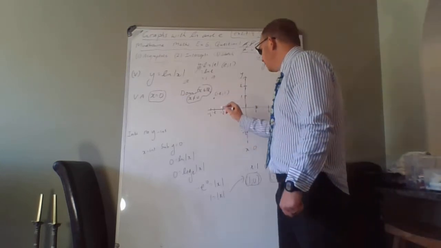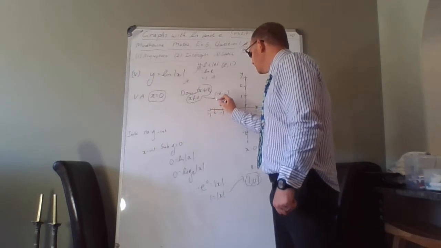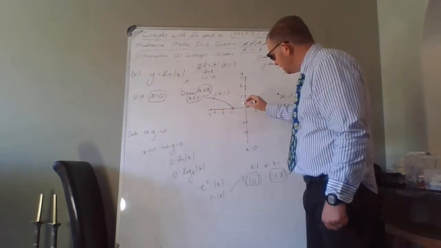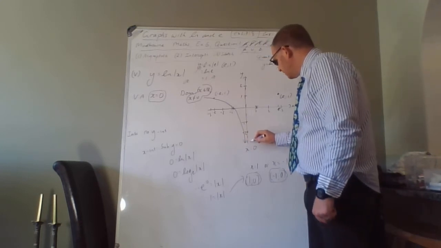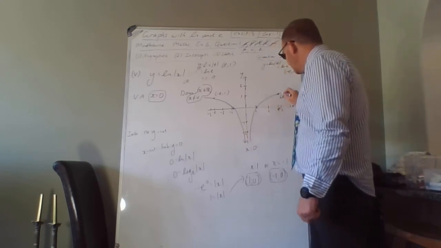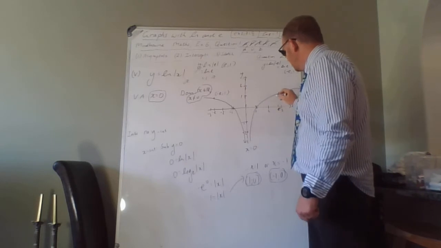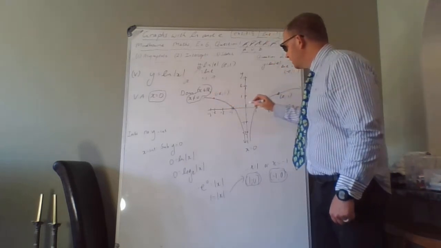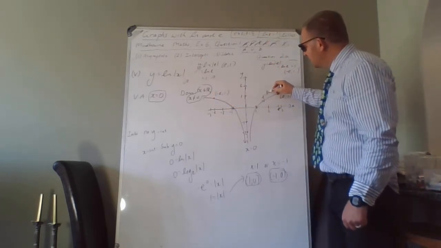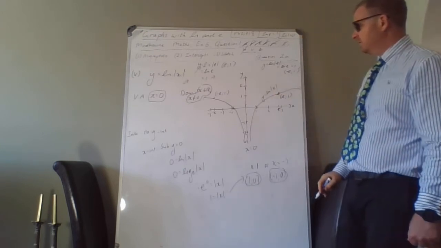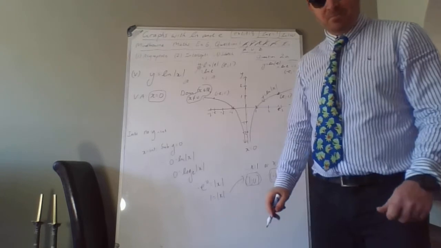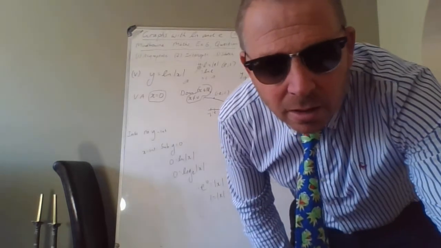And if you sketch the graph, it's a log graph, so it's going to flatten out, get steeper towards the asymptotes. And likewise on this side, it's going to do that. Okay? And that is the graph of y is equal to ln absolute value of x. Okay? Very pretty indeed.